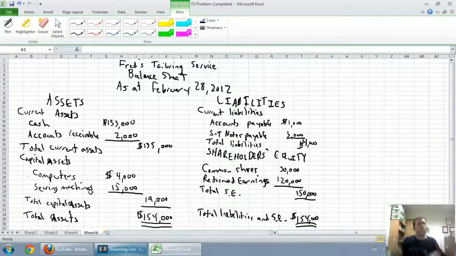Now again, if your instructor is a stickler for formatting, you're going to have to write out all the words, and there might be some odds and ends that are different, but the big picture stuff should be the same regardless of who your instructor is.